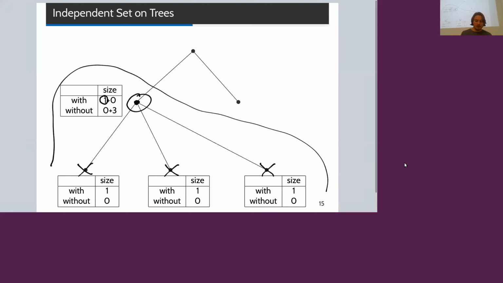And then we look in the table, what kind of solution can we expect if we don't put the vertex in there, and we see it's all zeros. So we see that we have to add a 0 to the table entry there.